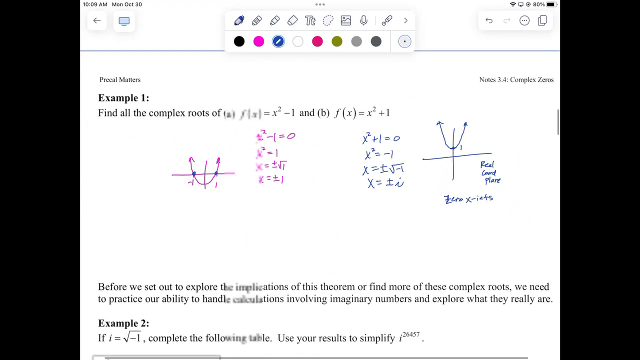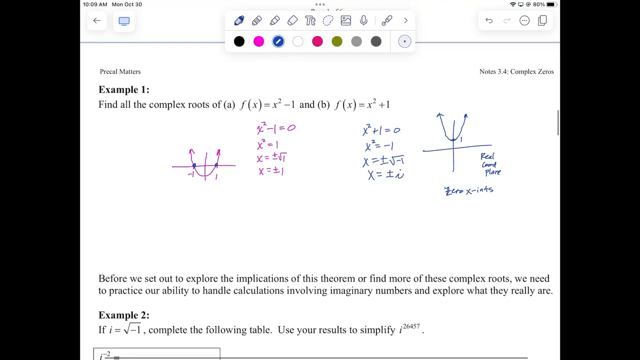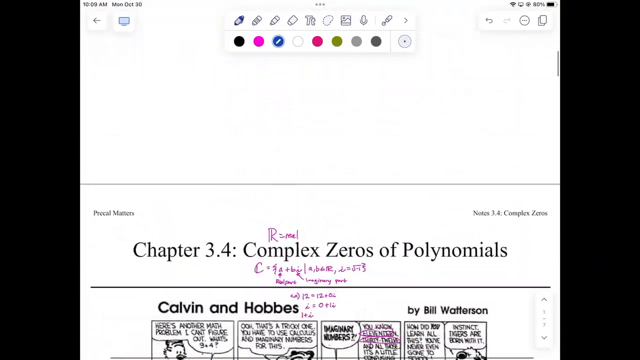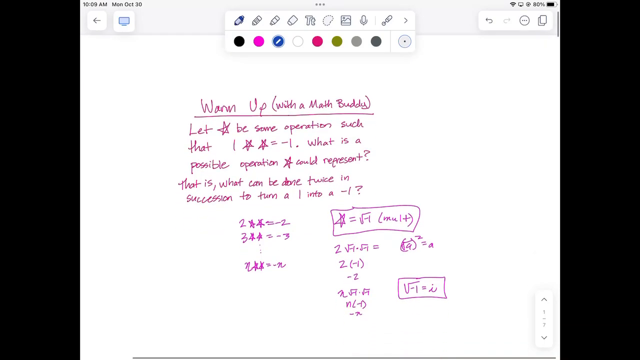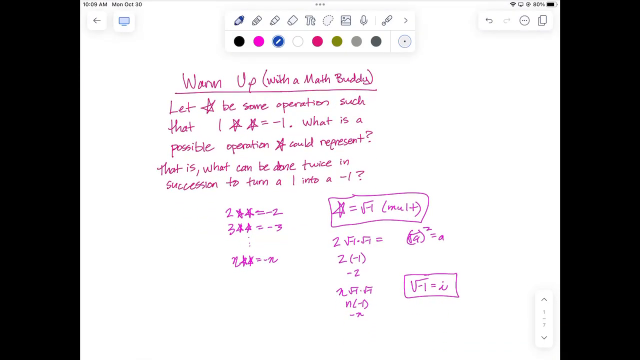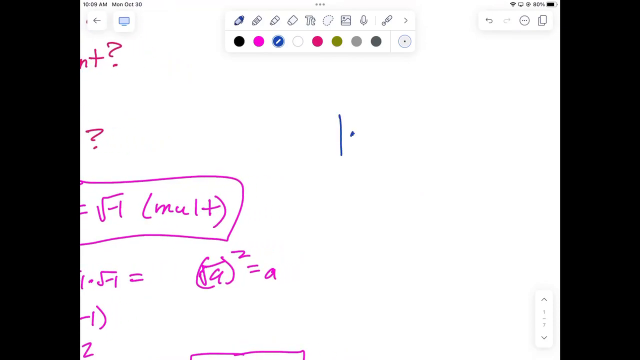Okay? So how does this lead to what I was saying earlier in the warm-up about what can I do to two different numbers, or do twice in a row, to get from 1 to -1? And you said multiply by the square root of -1. That's exactly right. Because if I go 1 times i, that's 1i squared. And guess what i squared is equal to? -1. So that becomes 1 times -1, which is -1.